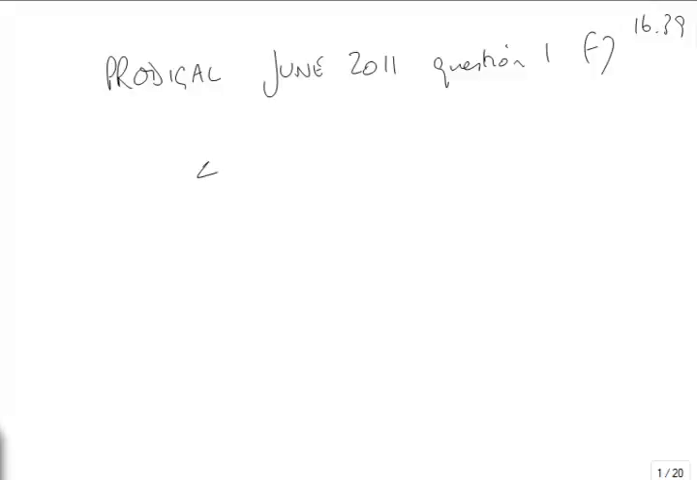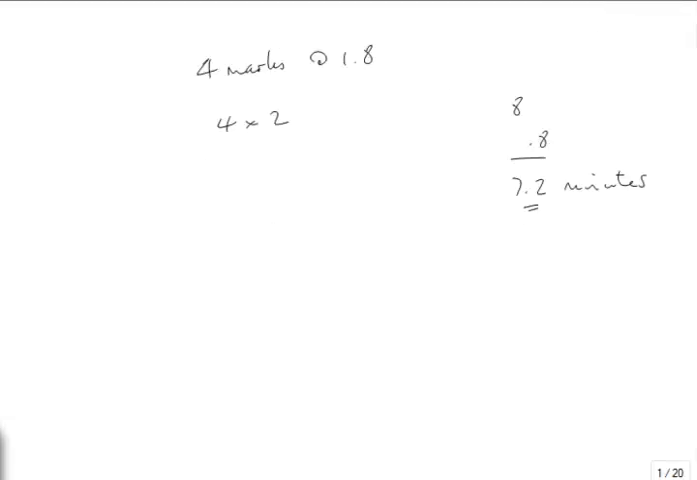Now 4 marks, 1.8 minutes per mark. A quick way of doing it is 4 times 2 is 8 and take off 10%, so it's 7.2 minutes is the time available for Part B. Another bit of time allocation: 4 divided by 2 is 2 minutes, and that should be planning time, and that's what I'm going to do.